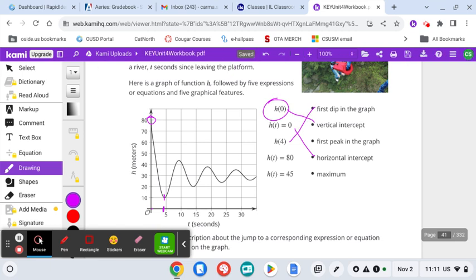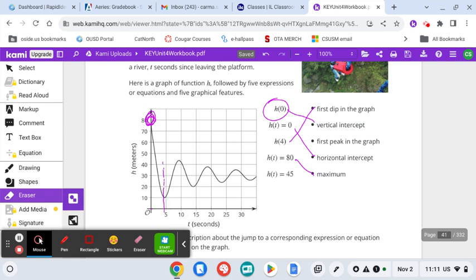Where is h of t equal to 80? That's up here. That's the highest point that we are, and that's the max. Finally, where is h of t equal to 45? That's out here. And I would follow it down to that x value. That's not the first peak of the graph. That's out here. Oh yeah, that is the first peak of the graph. Sorry guys.